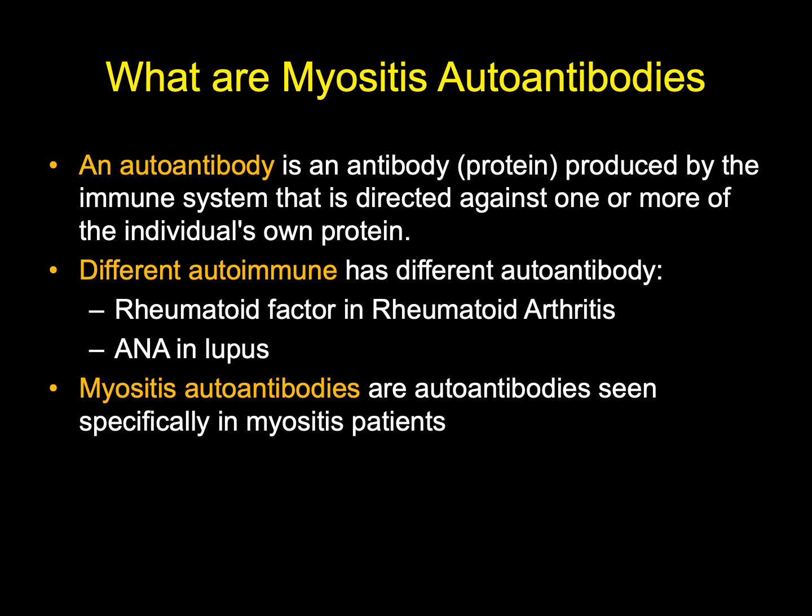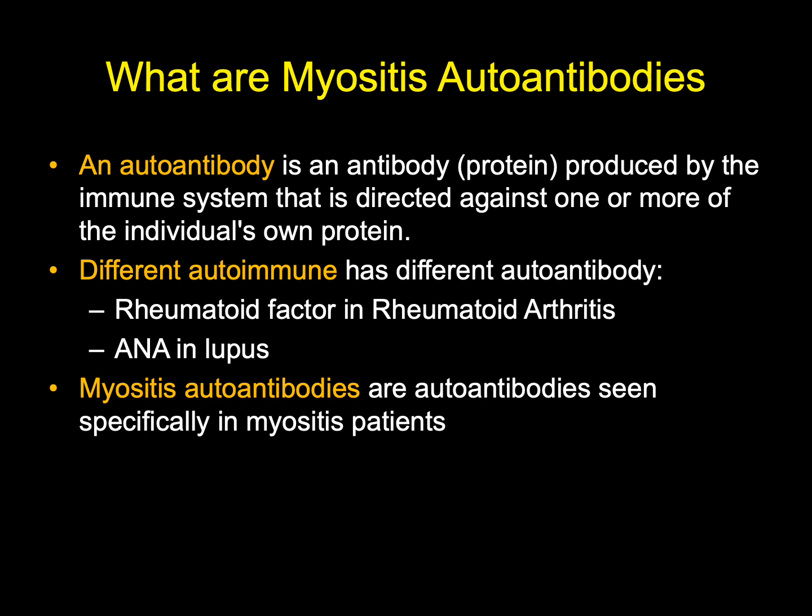So let's discuss what are myositis autoantibodies. To understand what are myositis autoantibodies, we must first define what is an autoantibody. An autoantibody is an antibody, which itself is a special protein in our body produced by the immune system, that is directed against one or more of an individual's own proteins. Essentially, it's a special protein called an autoantibody that is directed against one of our own proteins by our immune system.